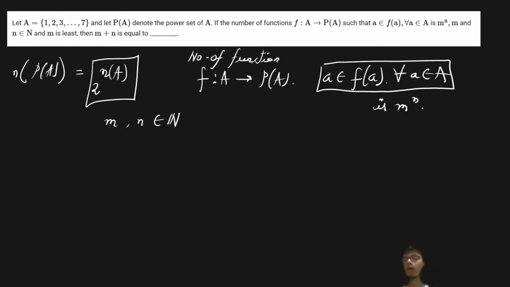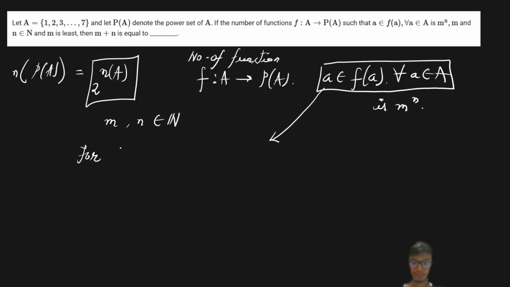Let's see how we go about solving this problem. If I look at this statement, A belongs to f of A, that means A will connect only with subsets which contain the element A. Then only will I have A as a part of f of A, right?